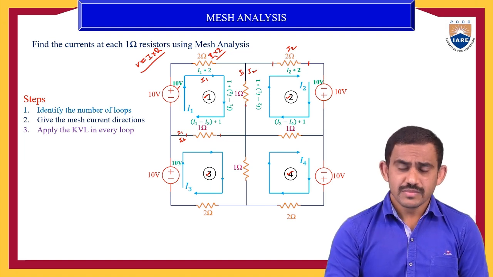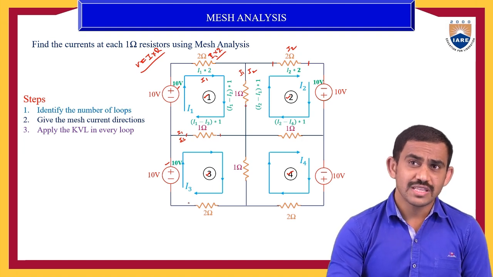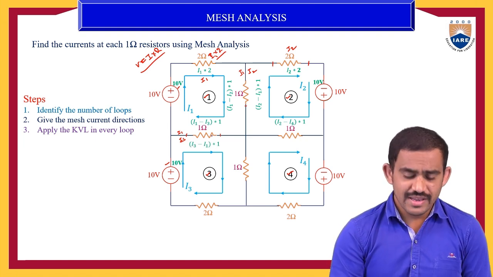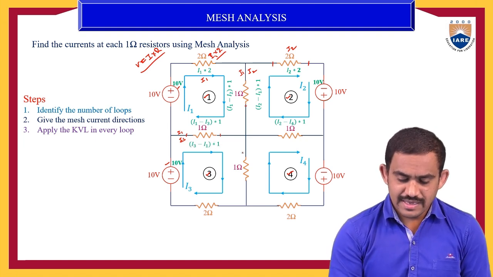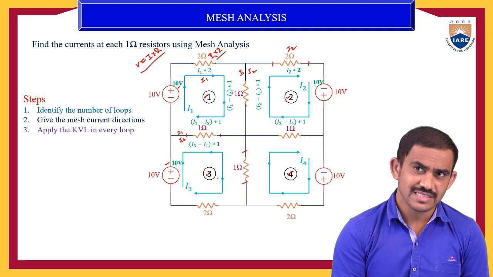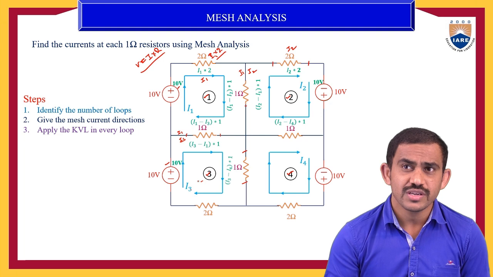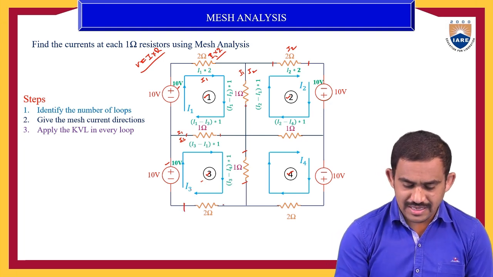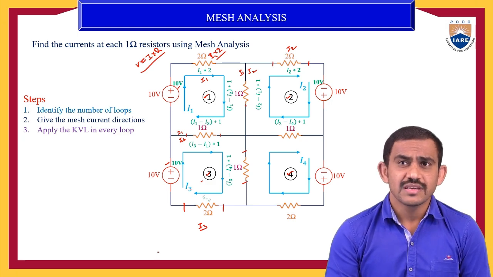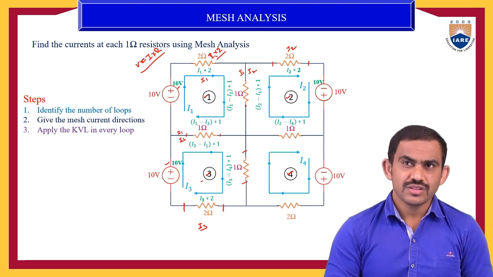Then loop 3, again we have the 10 volt supply. Then at 1 ohm, now I need to follow loop 3, that means I3 current. So the voltage drop at 1 ohm is I3 minus I1 into 1. And next, here we again have two currents, I3 is downwards, I4 is upwards, again reverse direction. That means I need to follow loop 3 current, I3 current. So I3 minus I4 into 1. And at the last 2 ohm resistor we have only I3 current. That means the voltage at 2 ohms is I3 into 2. That is the voltage drop across every element in loop 3.